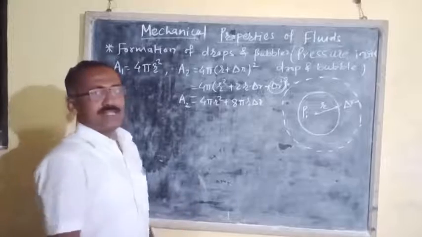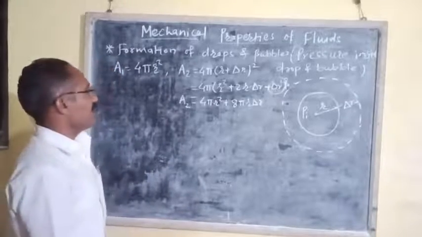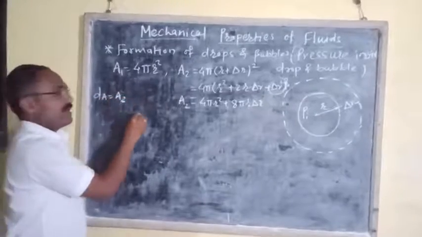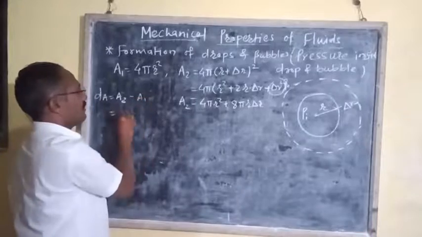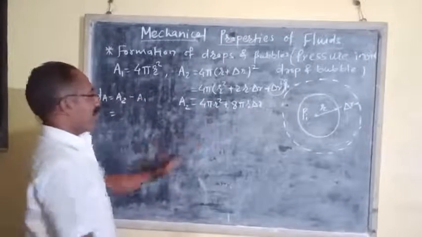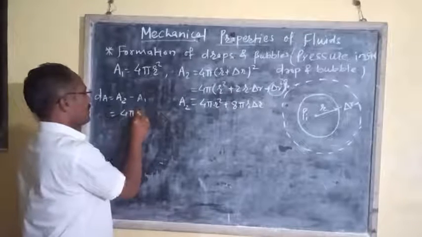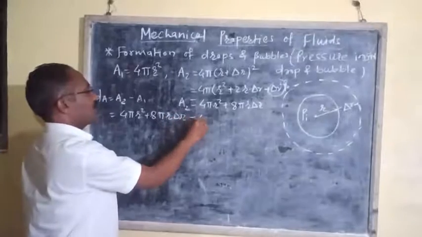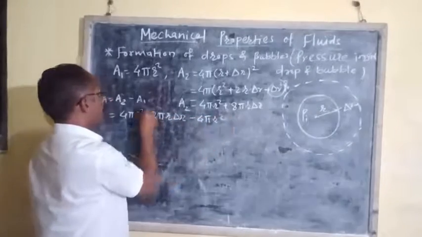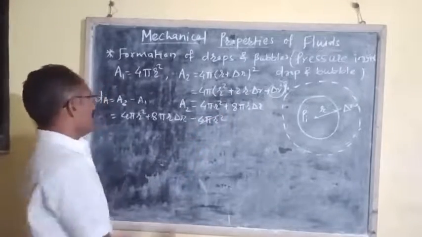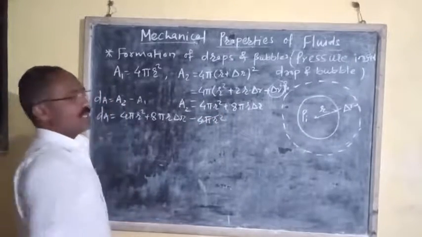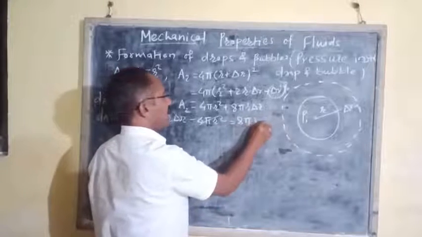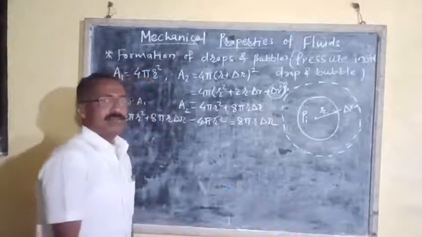Now the increase in surface area, or change in surface area, is given by dA is equal to A2 minus A1. It is equal to 4 pi r square plus 8 pi r delta r minus 4 pi r square. The 4 pi r square and 4 pi r square get cancelled. We get the change in surface area equal to 8 pi r delta r. This is the change in surface area.